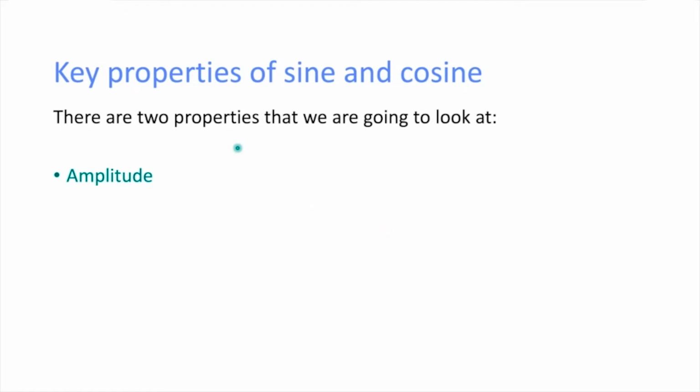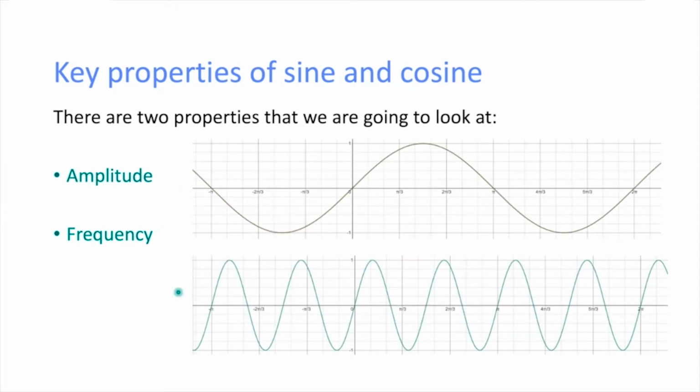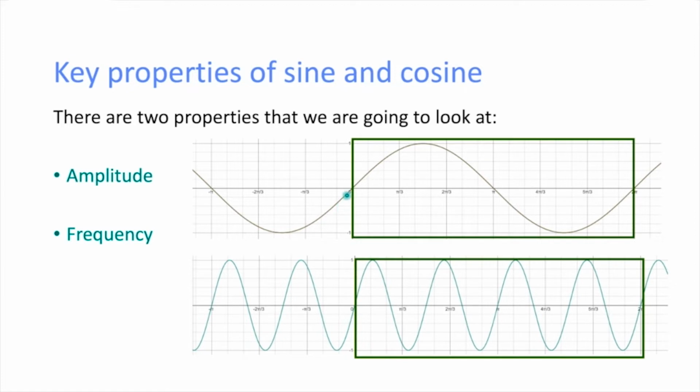The next property that we need to look at is something called the frequency. Here are two graphs. What is the difference between the two? Let's focus on a specific area. We'll look at what happens between our graphs between 0 and 2 pi. Can you see that the difference is the number of times that the graph repeats itself? The graph at the top repeats itself once, and the graph at the bottom repeats itself 4 times. So we say that the graph at the bottom has a higher frequency, since 4 is bigger than 1.